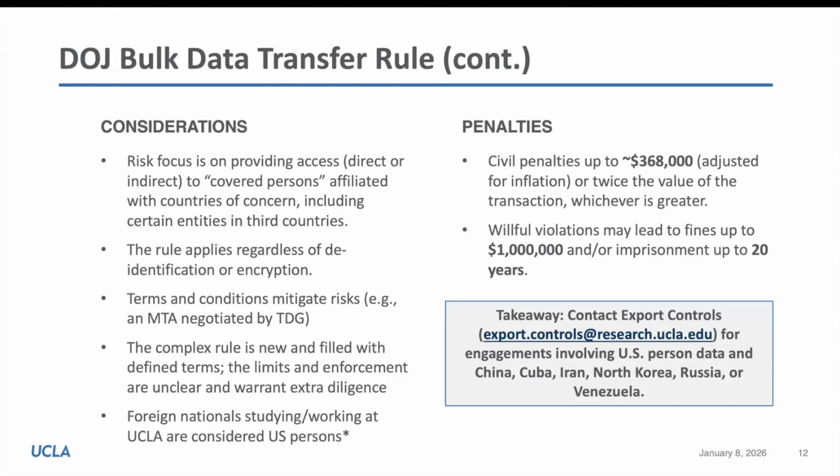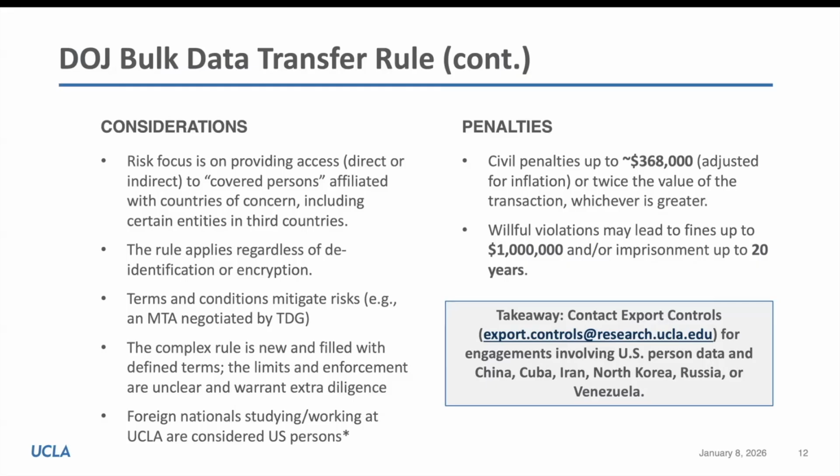And then just the last two points here, it's a complex rule. It's new. As I said before, there's lots of defined terms in it. And the limits of the rule and the enforcement of the rule are more or less opaque at this moment. We're not able to really see consistency because there hasn't yet been enforcement as far as we've seen as to what sorts of transactions would be directly exempted or directly impacted. And that's why we always are saying, just assume that it's a prohibited transaction if it's one of those countries of concern, unless we are able to really do an enhanced due diligence review and make sure everything is in order.